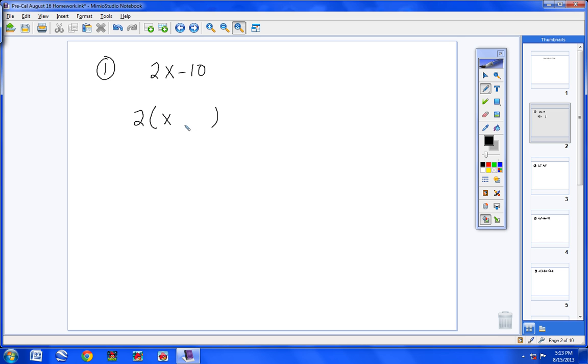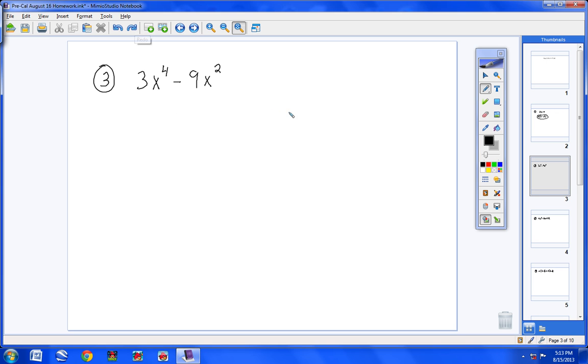And now I'm going to put a blank here. 2 times something would give me negative 10. Well, think about it. 2 times negative 5. 2 times negative 5 is negative 10. And there, you factored out the common factor. Let's move on to number 3. All right.